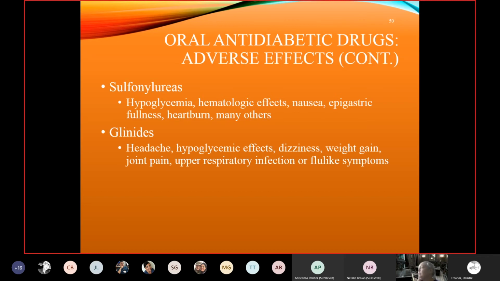Sulfonylureas, so side effects: hypoglycemia. That's true of every antidiabetic. Sulfonylureas can cause hematologic problems, nausea, epigastric fullness, heartburn, weight gain. And then with the glinides, you've got your headaches, hypoglycemia, upper respiratory infection, weight gain also.